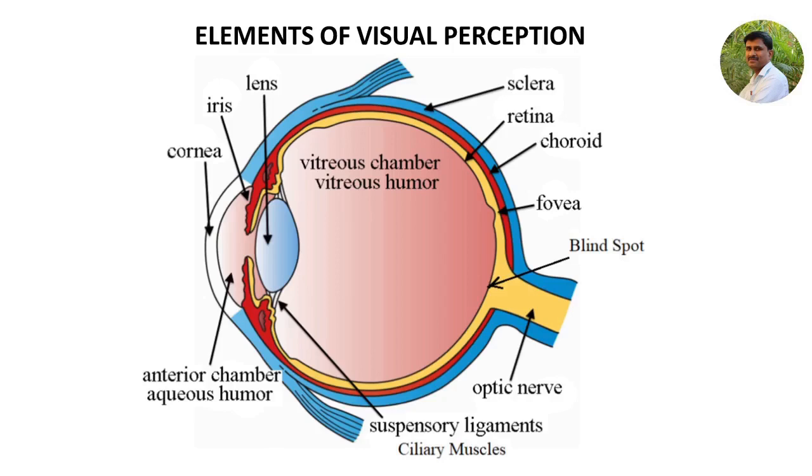In the posterior, the eye is filled with vitreous humor, and in the anterior, it is filled with aqueous humor. The thickness of the lens is varied by the ciliary muscles. The thickness of the lens is varied in order to form an inverted image on the fovea region. At fovea, the density of the cones will be maximum. There is a region called blind spot where there will be neither cones nor rods. So if the image falls on this blind spot, then we cannot see the object.